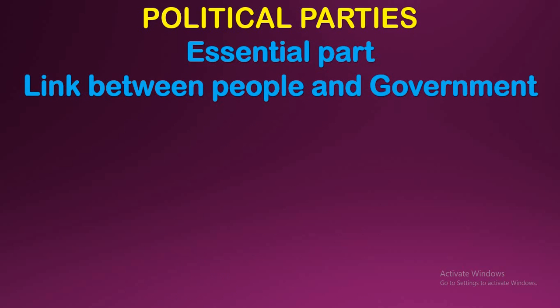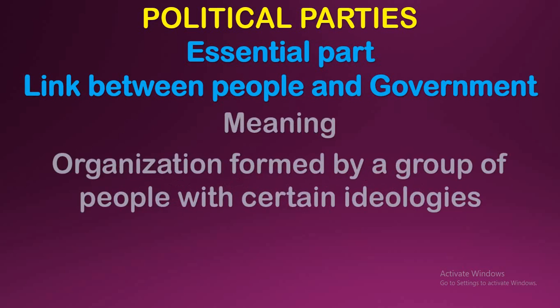Now we'll see what these political parties are. Political parties are an essential part of the country. They are the link between the people and the government. So whatever the people need has to be fulfilled, and whatever the government needs has to be fulfilled by the people.